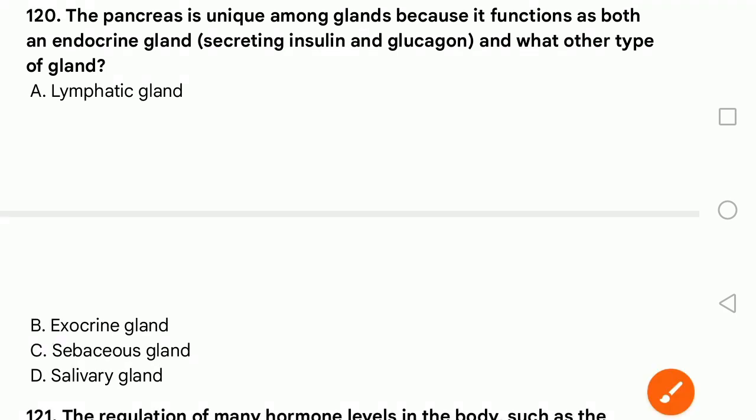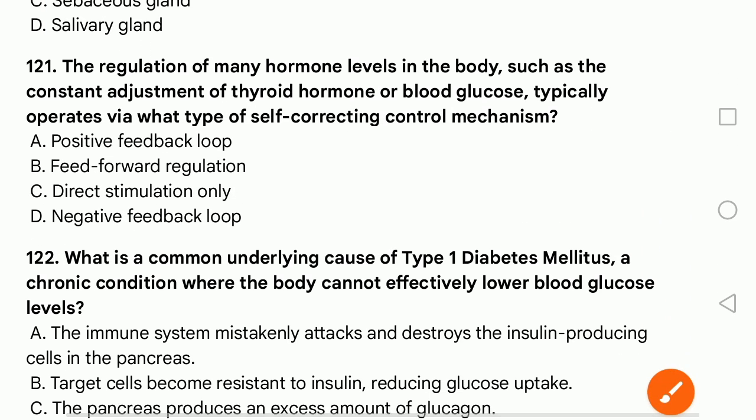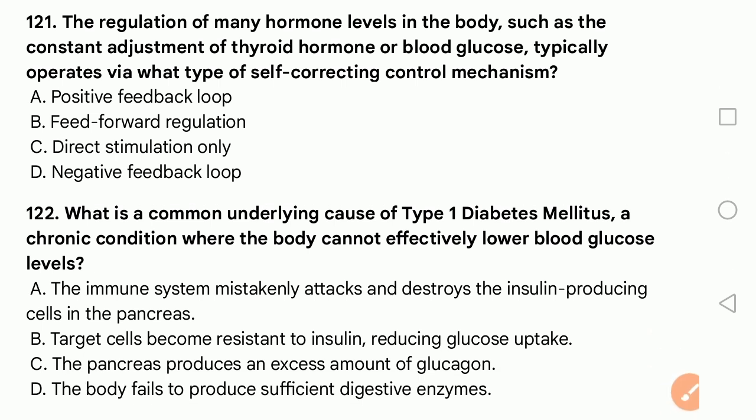The pancreas is unique among the glands because it functions as both an endocrine gland, secreting insulin and glucagon, and what other type of gland? A lymphatic gland? The answer should be exocrine gland.